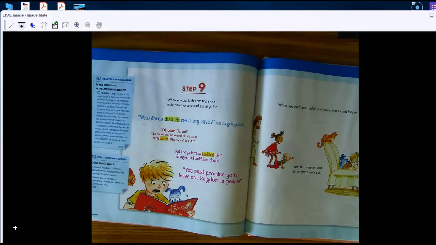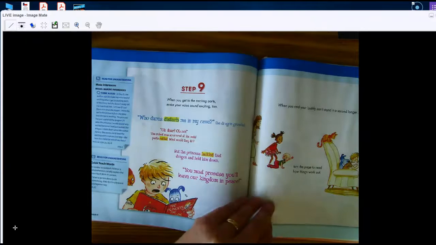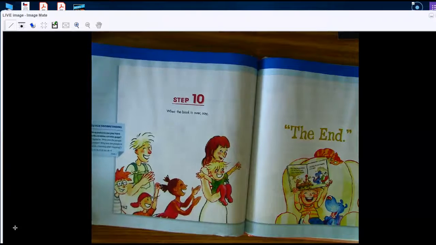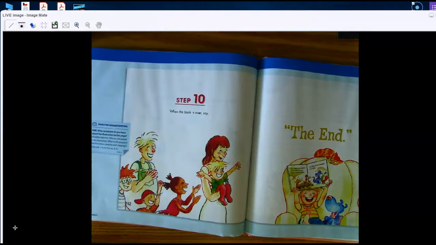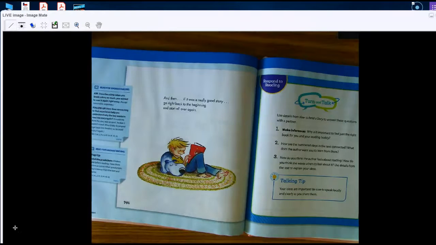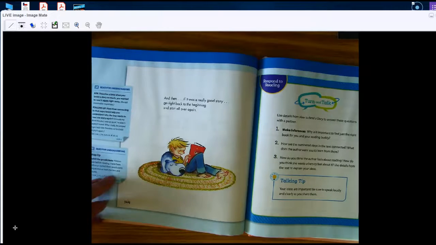When you and your buddy can't stand it a second longer, turn the page to read how things work out. And step 10, when the book is over, say, end. And then, if it was a really good story, go right back to the beginning and start all over again.